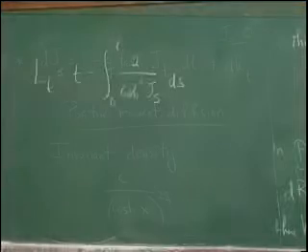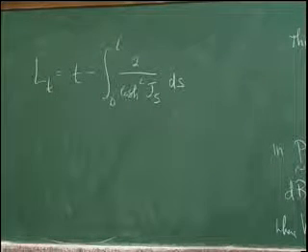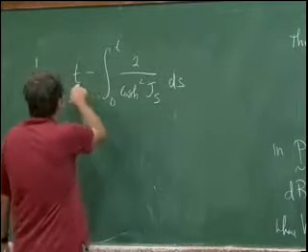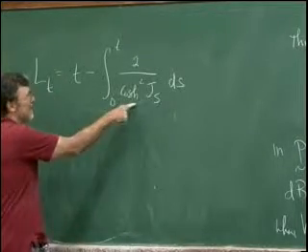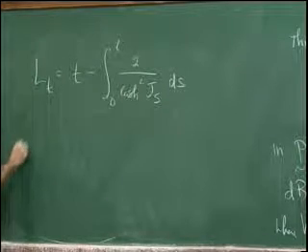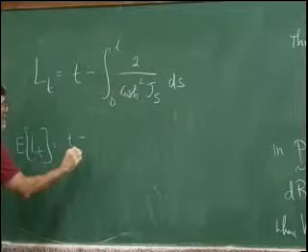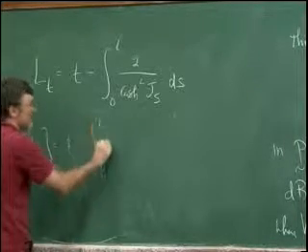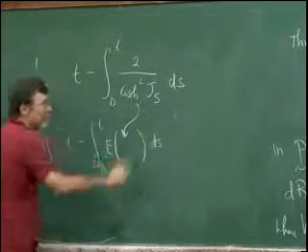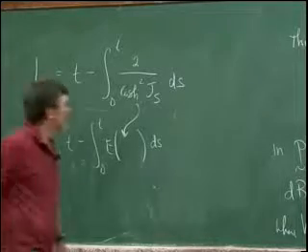So if I'm interested in what this looks like for large t, well, this is basically, well, that's t. But here, basically, say if I want the expected value of L_t, it's equal to t minus the expectation of that, ds.